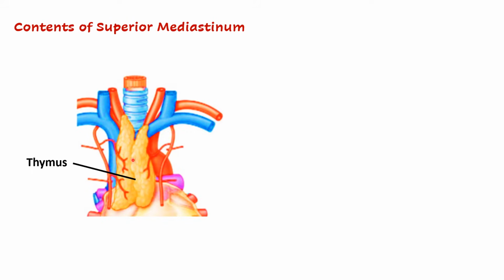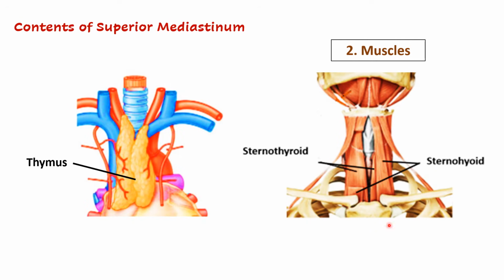In adults, there will be a remnant of thymus also present here. That will also be present in the superior mediastinum, plus the origin of two muscles, which take origin from the posterior surface of the manubrium sterni. One you can see here is the sternohyoid, going to the hyoid bone, and the other, present deep to that, is the sternothyroid, going to the oblique line of the thyroid cartilage, because they also take origin from the posterior aspect of the manubrium sterni. So their origin will be present in the superior mediastinum.